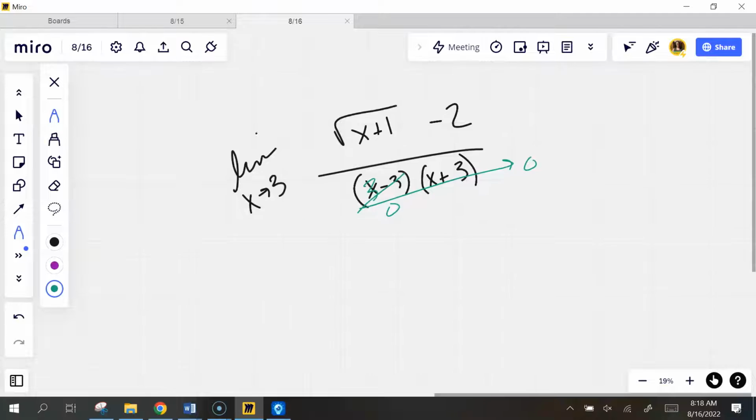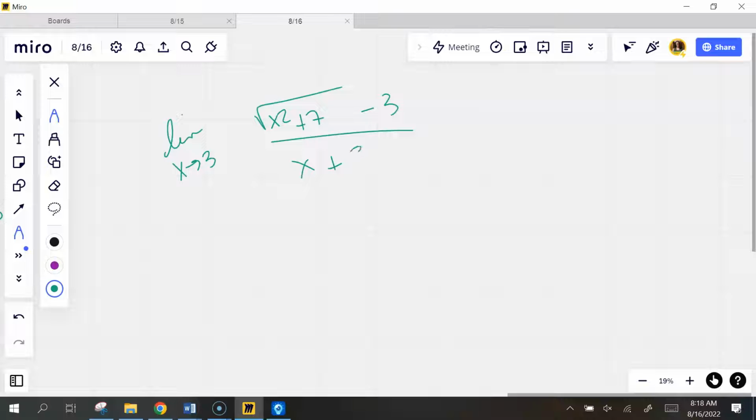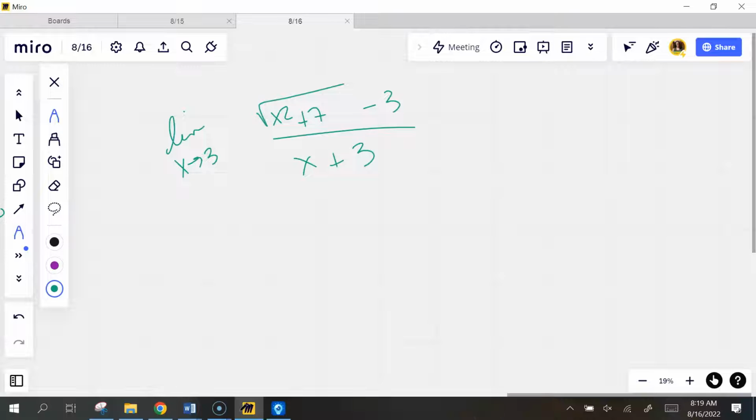What else? G. G, the limit as x approaches 3, the square root of x squared plus 7 minus 3 over x plus 3. I would substitute here. If that was a negative 3, I couldn't substitute, but because it's positive 3, I would just say, well, that's the square root of 9 plus 7 minus 3 over 6.